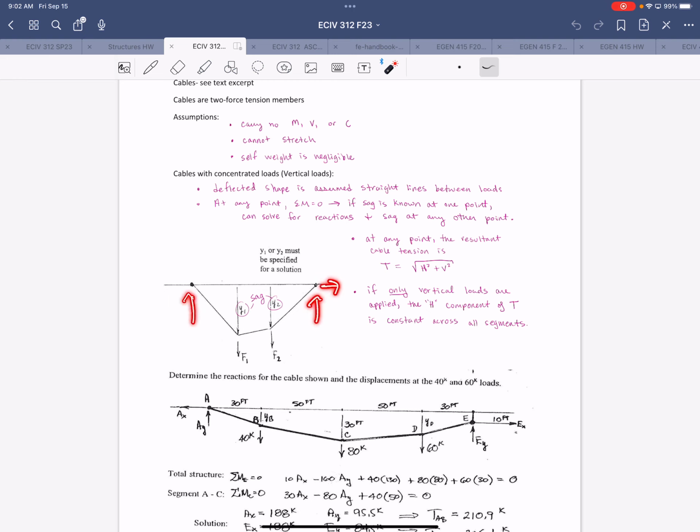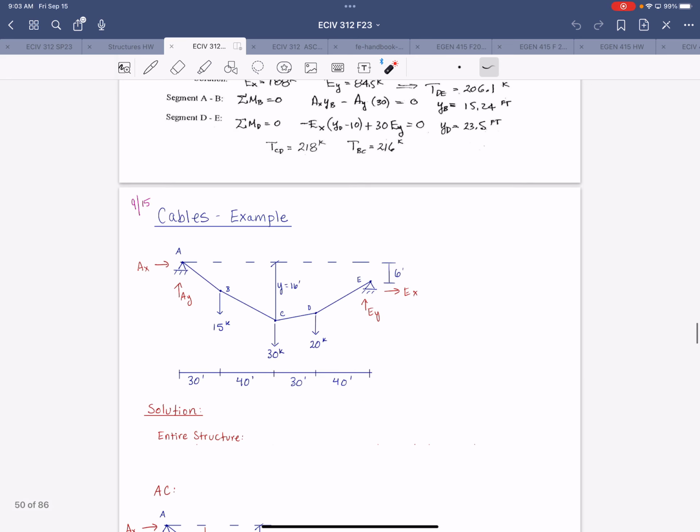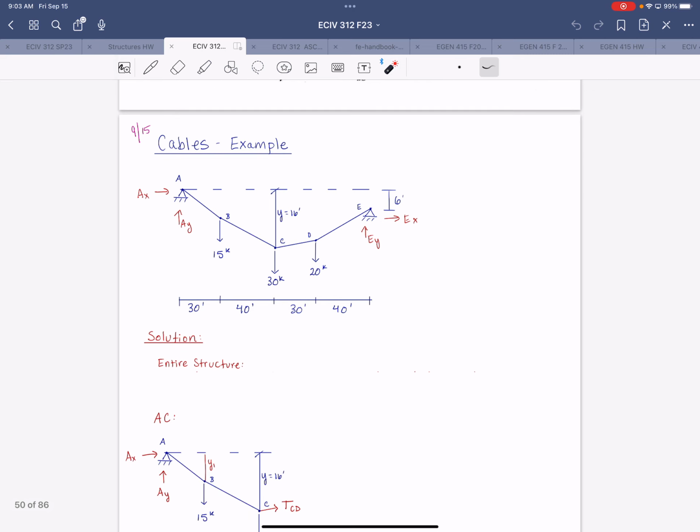Technically, it'll be probably like that. We'll always have reaction forces, 2 at each end. So we need that extra lift, if you will, to get those 4 unknowns, and that is going to come from the geometry. So that is our strategy. And here in this example, we have a cable with 4 segments. So 3 point loads, and the support at E has a vertical difference from the support at A.